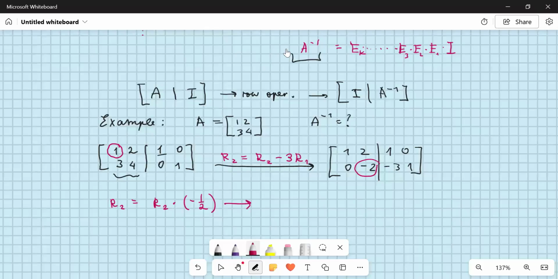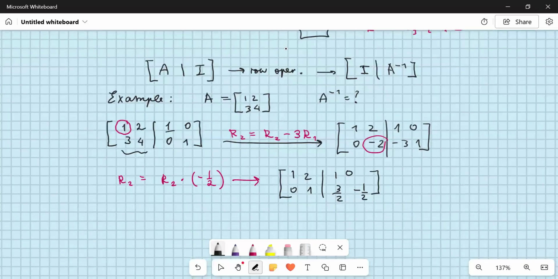So let's see how it's going to look in practice. 1, 2, 1, 0, 0, 1. And negative 1 half is going to turn this element into 1, but this element is going to turn into 3 over 2, right? Because it's already minus 3 and minus 1 over 2. And the last element is going to be just negative 1 over 2. Okay, very good. So now the last step I'll need to do is to eliminate these 2.